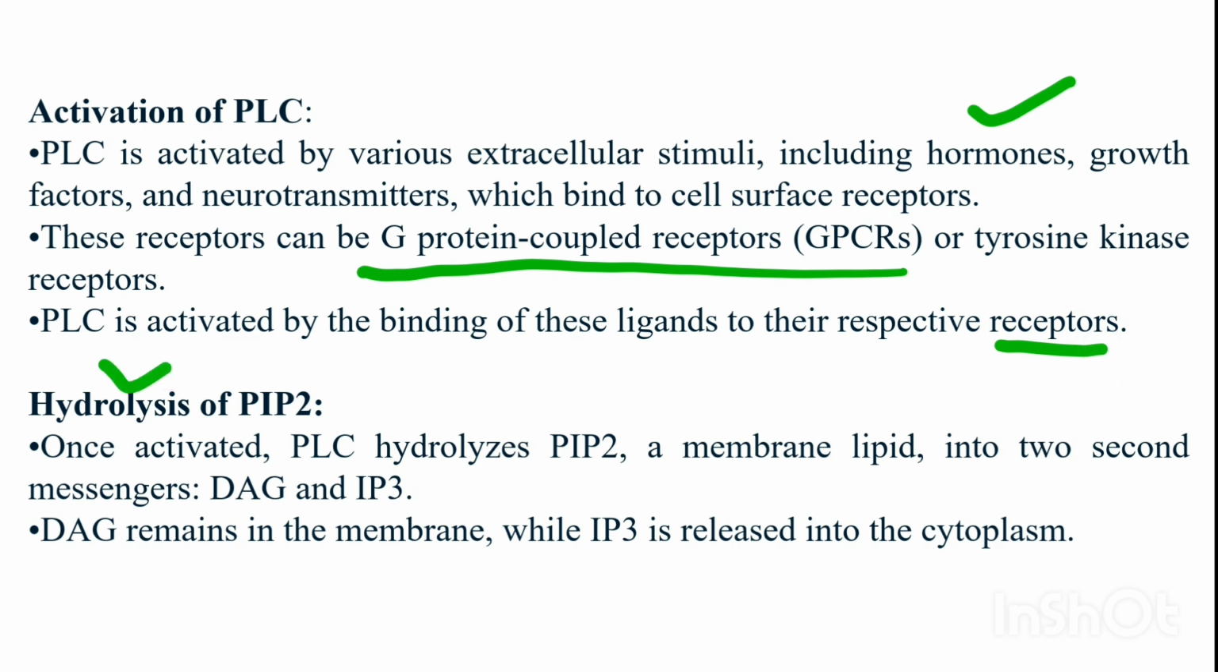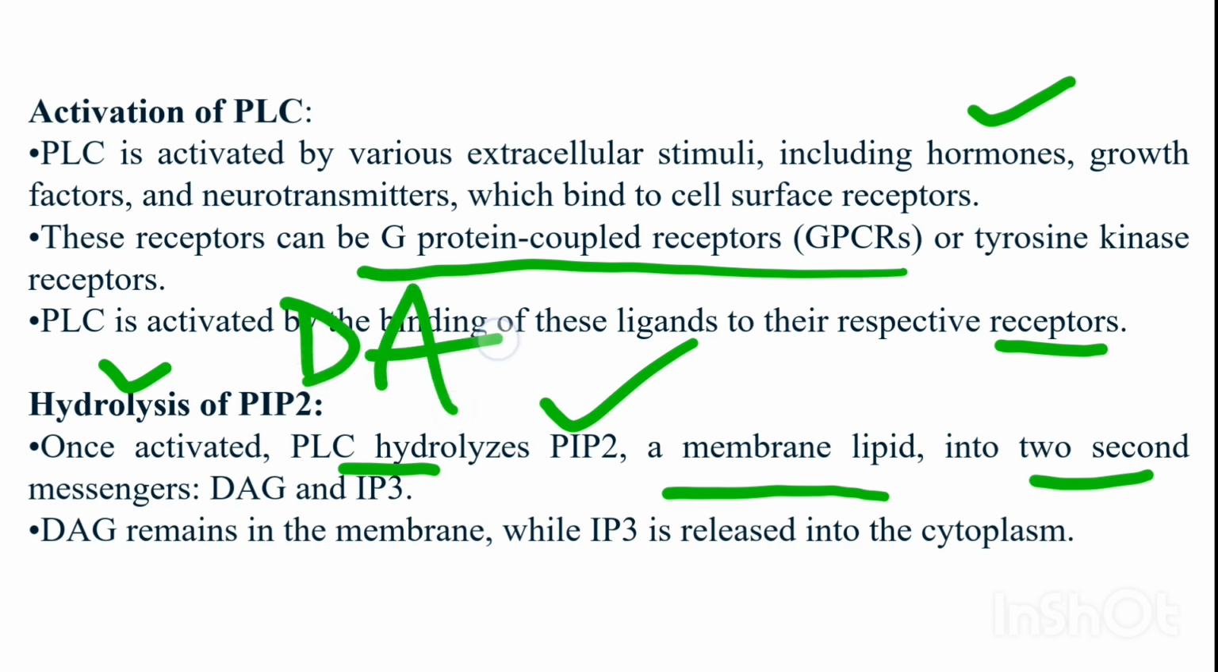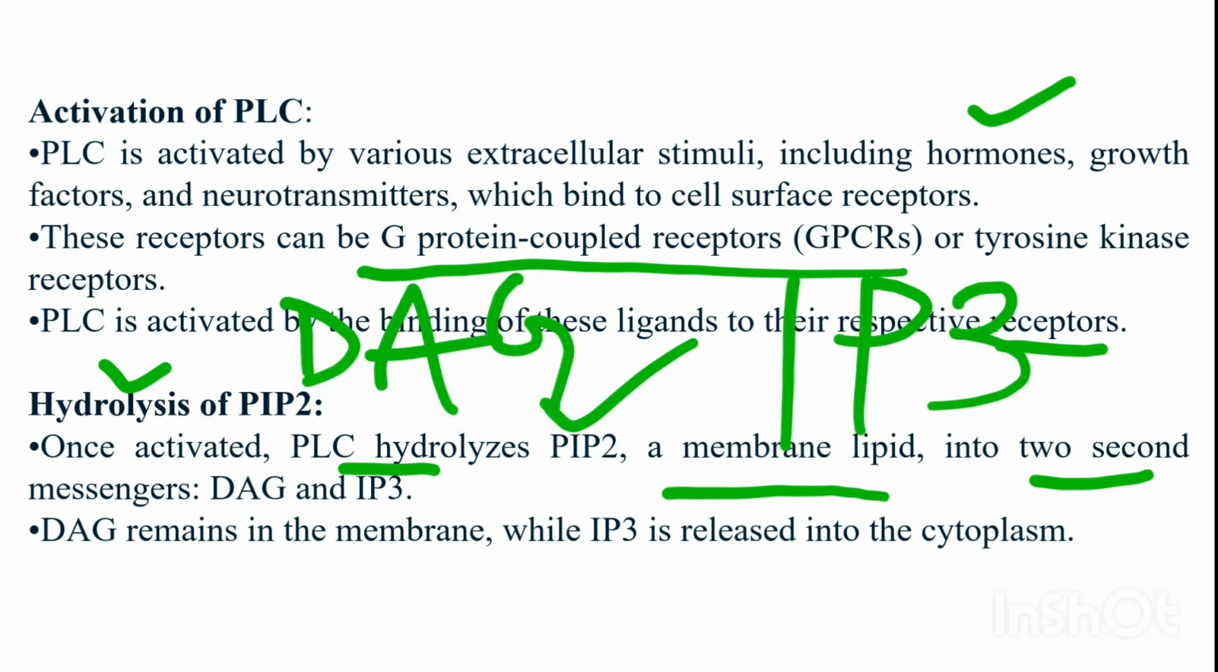Then hydrolysis of PIP2. Once activated after binding with GPCR, the PLC, or phospholipase C, which is present in the cell membrane, hydrolyzes PIP2, a membrane lipid, into two secondary messengers. One is DAG, the second one is IP3. DAG remains in the membrane while IP3 is released into the cytoplasm.